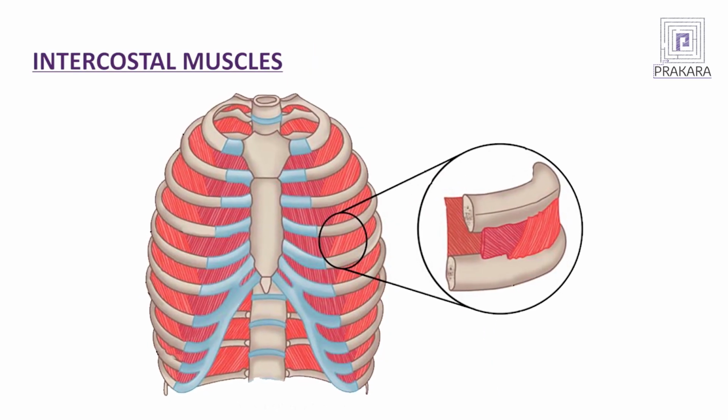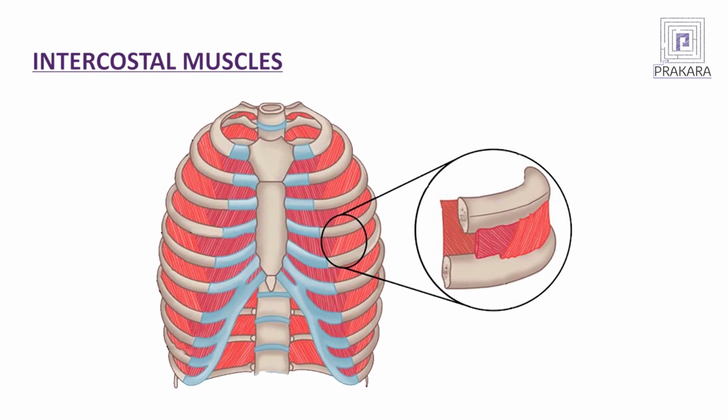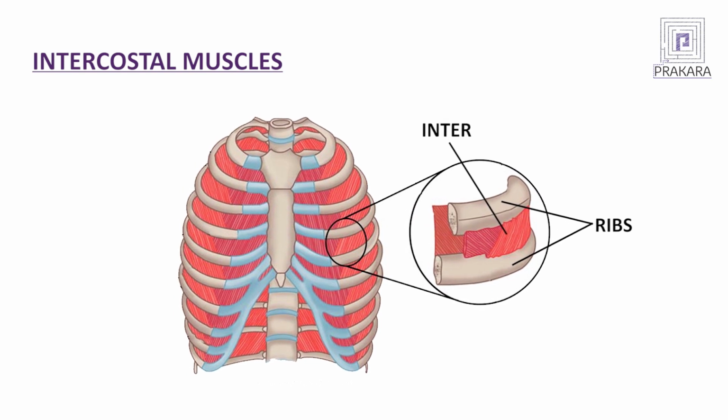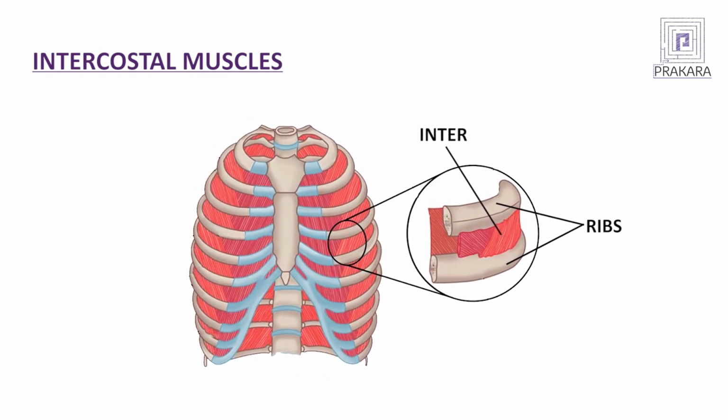The intercostal muscles are the muscles which lie in the spaces in between the ribs. Inter means in between and costal means ribs. These muscles are basically the respiratory muscles. When these muscles contract or when they come close together, the ribs move outwards and upwards, therefore increasing the size of the thoracic cavity and causing inhalation of air.